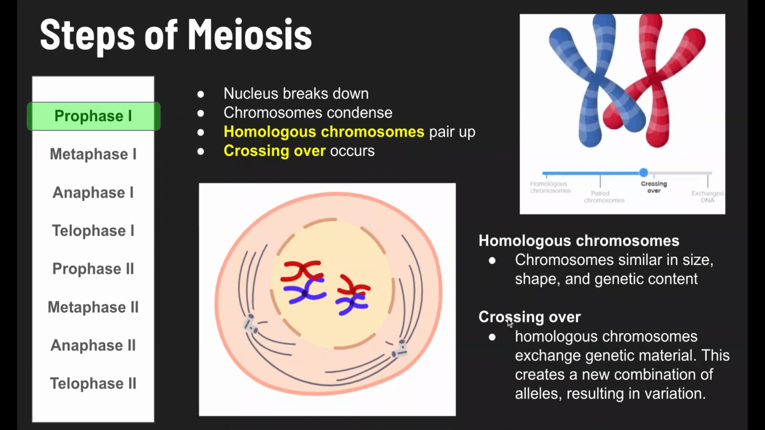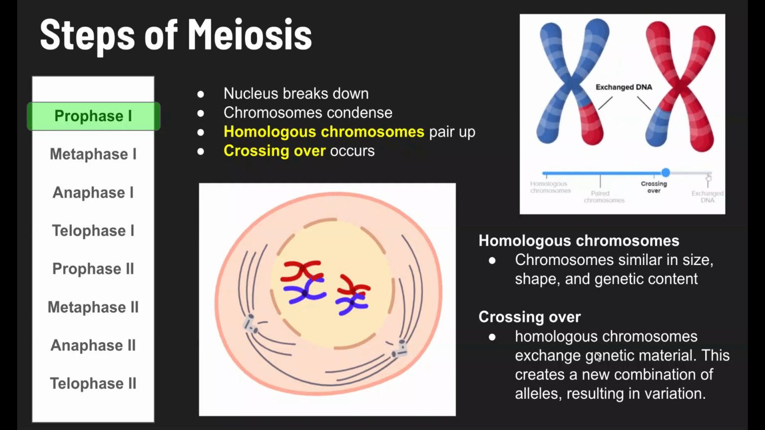And crossing over is where those homologous pairs of chromosomes exchange genetic material. And when they do that, this creates a new combination of alleles on that chromosome. And that results in variation.